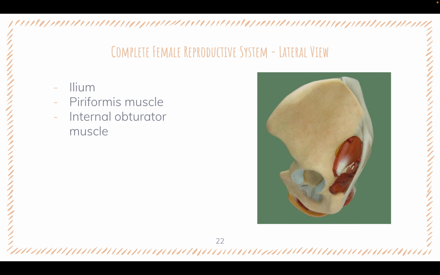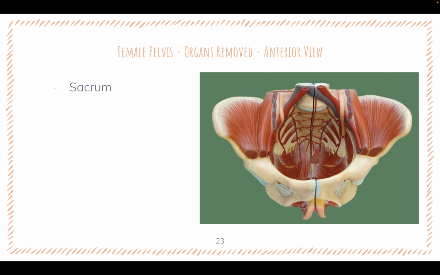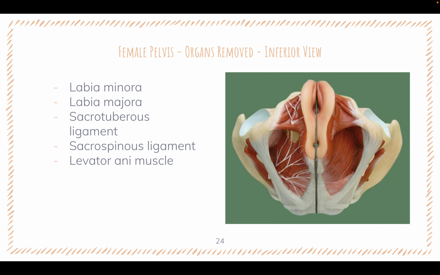Next, we have the lateral view of the reproductive system for the female. So we have the ilium, the piriformis muscle, and the internal obturator muscle. And when we remove the organs and face the reproductive system in the anterior view, we have the sacrum. And in the inferior view, for the female reproductive system, we have the labia minora, the labia majora, the sacrotuberous ligament, and the sacrospinous ligament. We also have the levator ani muscle.